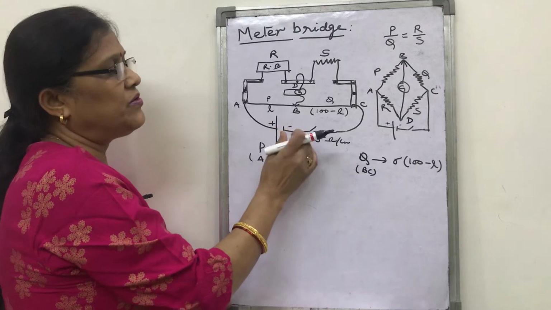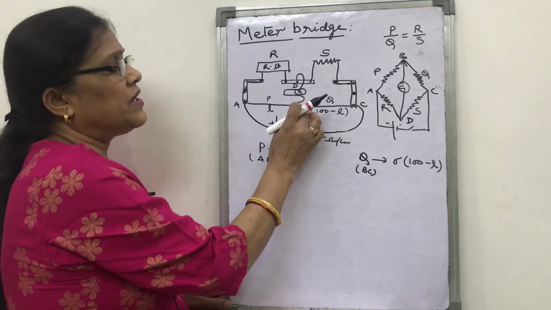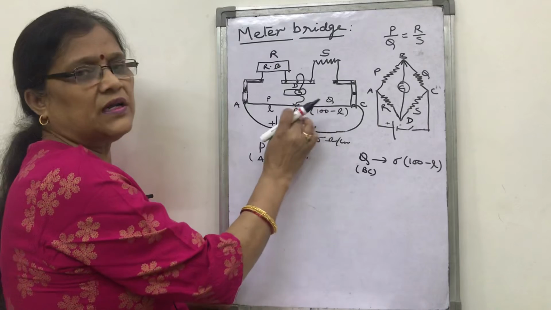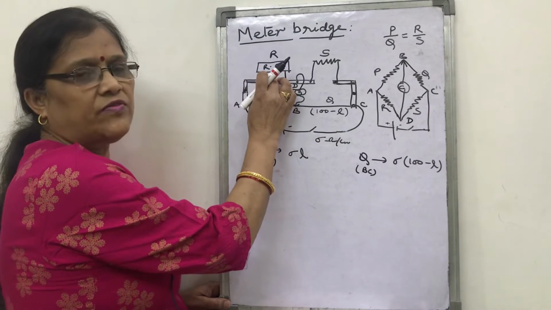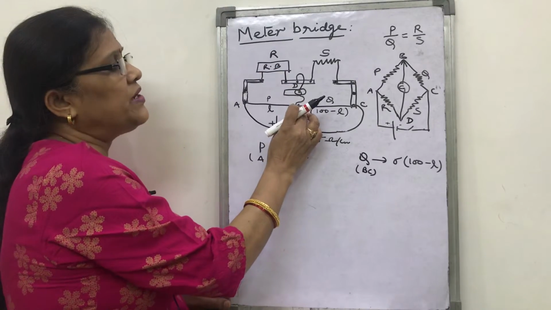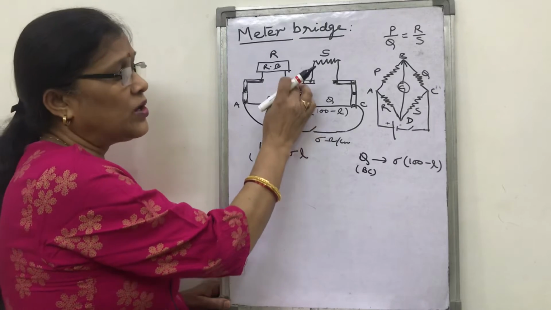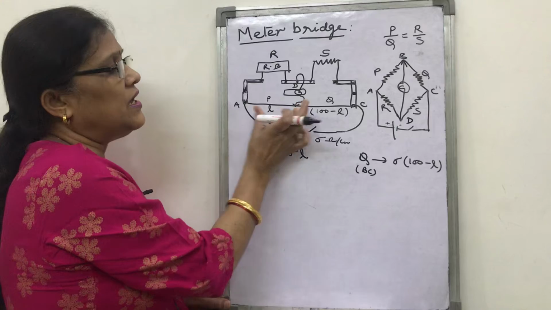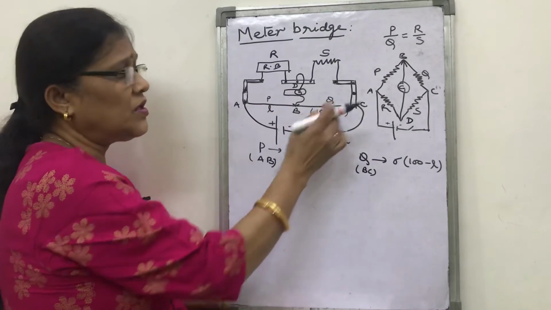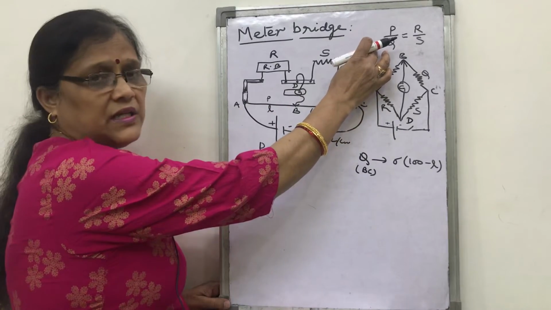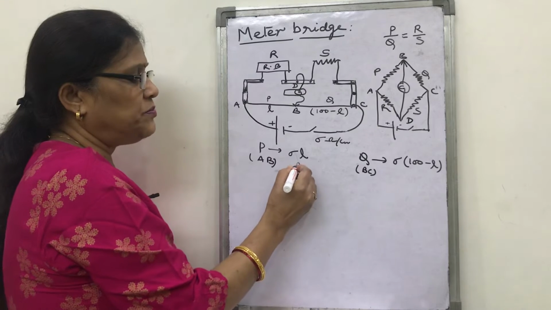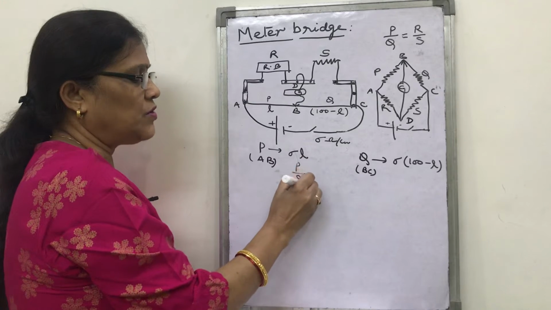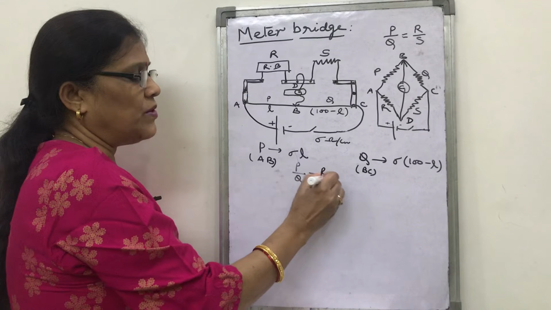So what you have to do is keep the jockey in between 40 and 60 to get the value of R. The point at which you get no current in the galvanometer is the balance position. Take the readings L and 100 minus L. Put in the balance condition. So what will you get? P upon Q equal to R upon S.